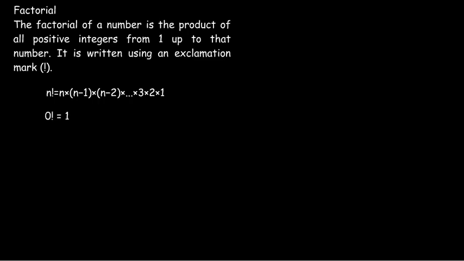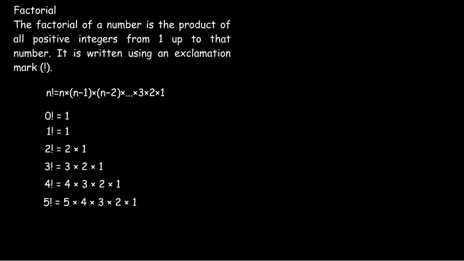0 factorial will be 1, 1 factorial will be 1, 2 factorial will be equal to 2 times 1, 3 factorial will be equal to 3 times 2 times 1, 4 factorial will be equal to 4 times 3 times 2 times 1, and 5 factorial will be equal to 5 times 4 times 3 times 2 times 1.